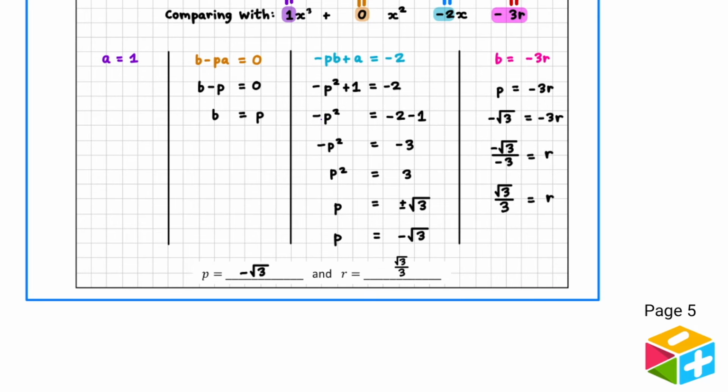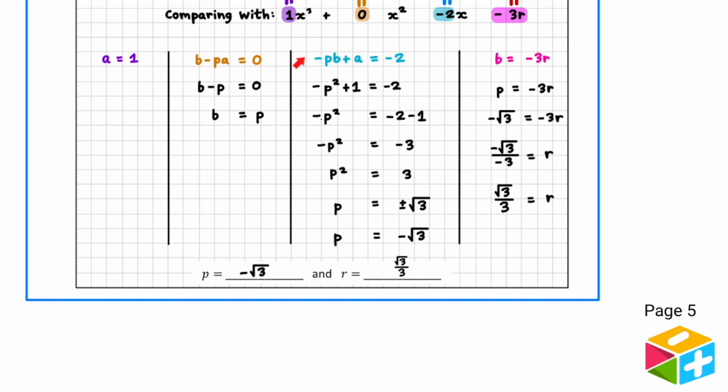The first equation gives us the value of a directly. It's 1. The second equation says that b minus pa is equal to 0. Since a is equal to 1, this simplifies to b minus p is equal to 0. Adding p to both sides tells us that b is equal to p. The third equation says that minus pb plus a is equal to minus 2.